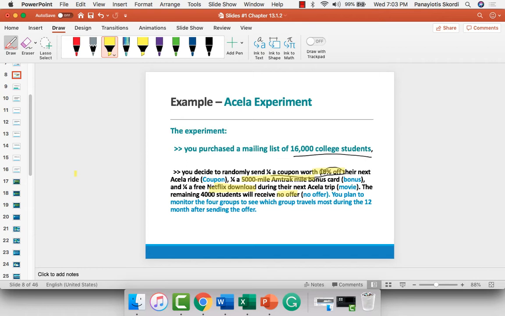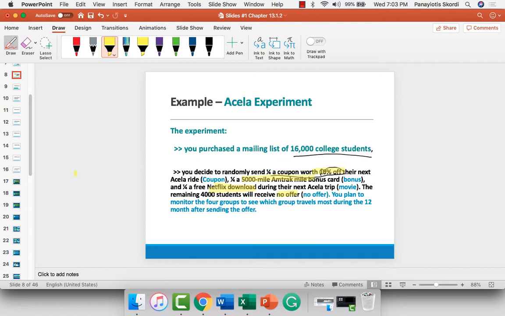And the factor that can bring about change is the type of offer. Whether they're offering me the coupon to get 10% off, or bonus miles, or a Netflix movie, or no offer at all, that's the thing that can bring about change, and that's the factor. And there are 4 different levels: 10% off, 5,000 bonus miles, a free Netflix movie, or no offer at all.